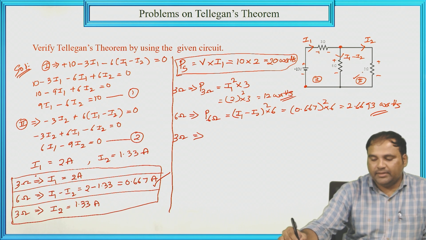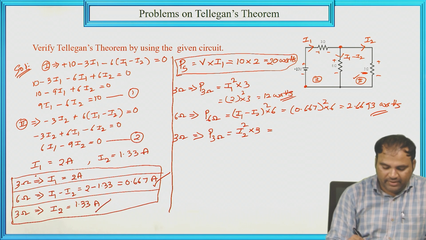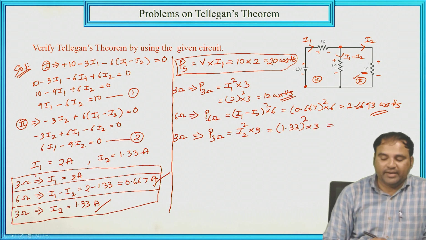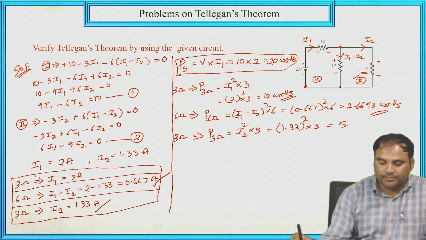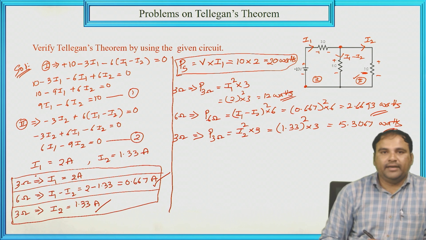Now finally at the other 3 ohm, the power through the 3 ohm is equal to the secondary current I2 square into 3. What is the I2 value? Here we have I2, that is 1.33, whole square into 3. By calculating this we'll get 5.3067 watts. Right, so these are the powers.